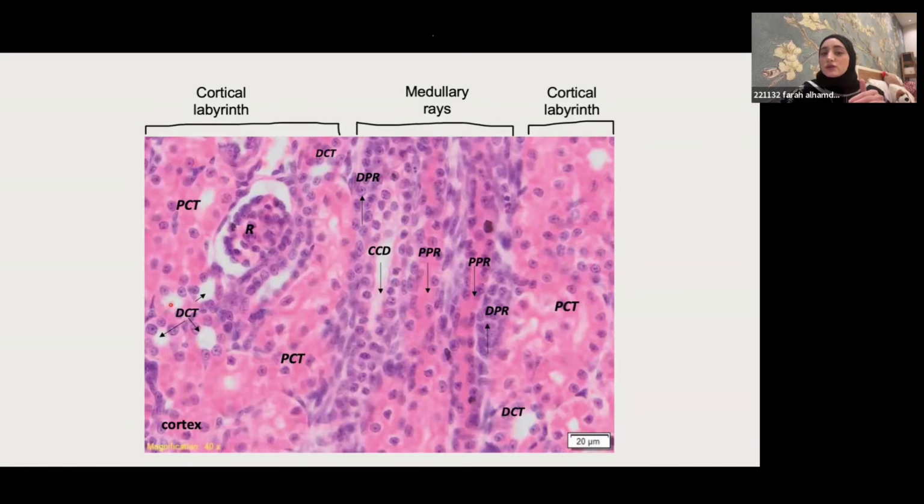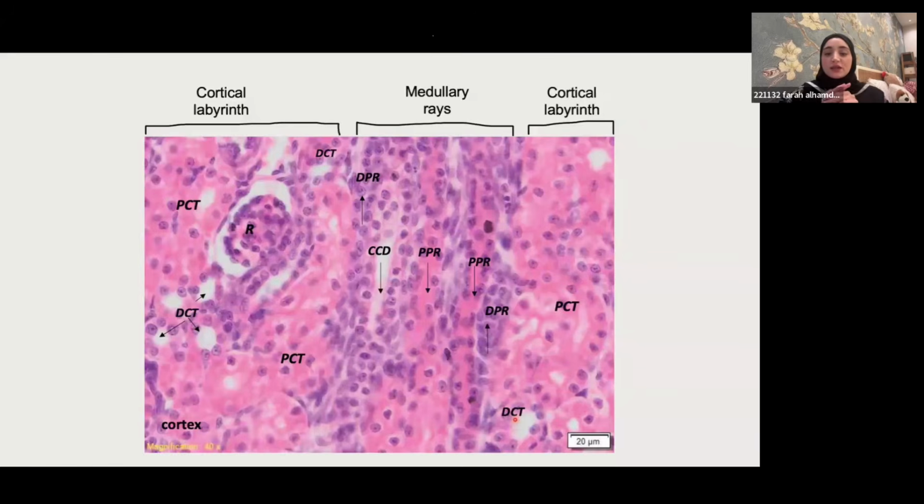Whereas in the distal convoluted tubules, there's more nuclei because the cells are smaller. There's less cytoplasm, and also the lumen is bigger because the cells are smaller. Okay, the lumen is bigger in the middle. These are distal convoluted tubule.